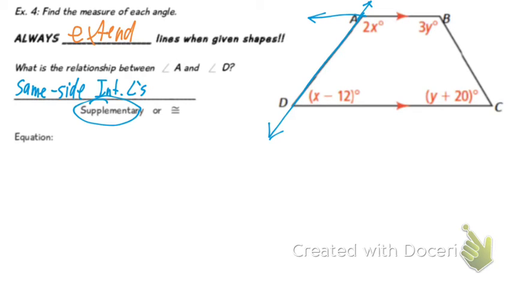Okay, we're going to do an equation so we can find out what x is equal to.